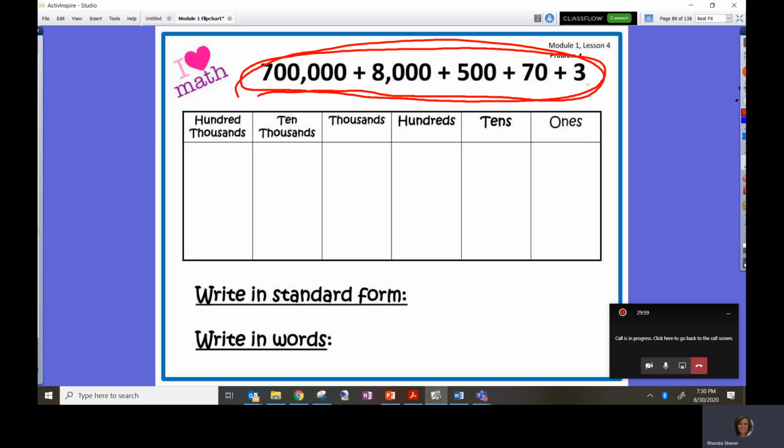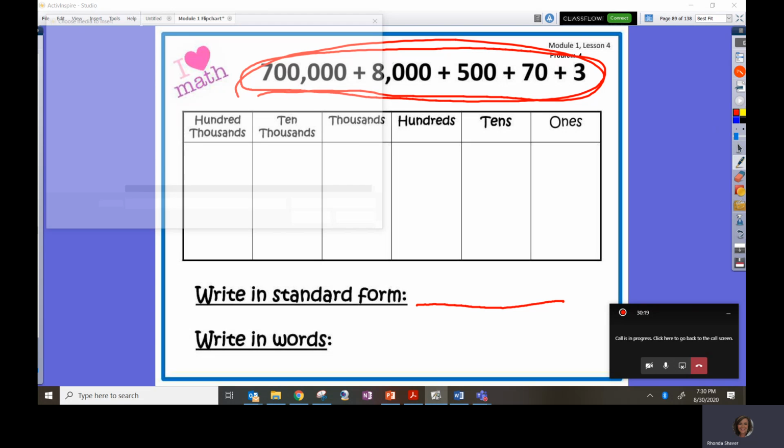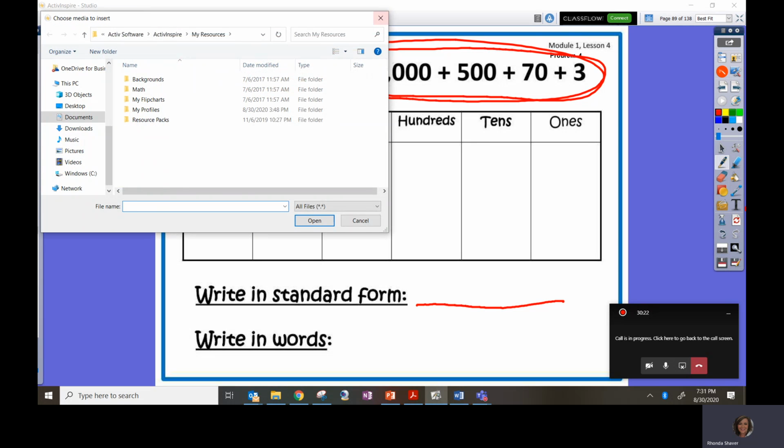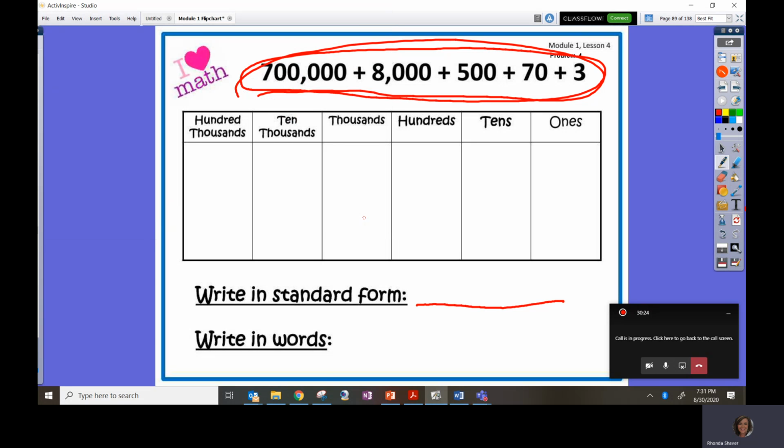Now, we're going to stop right here for a moment and pause, and I'm going to let you reverse this and put this into the place value chart based off of expanded form. So I want you to plug it down here. I want you to write it in standard form, and then I want you to write it into words. Okay, go ahead and get started.